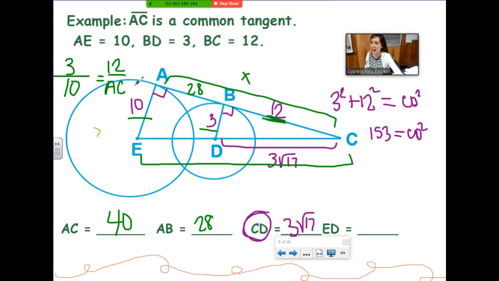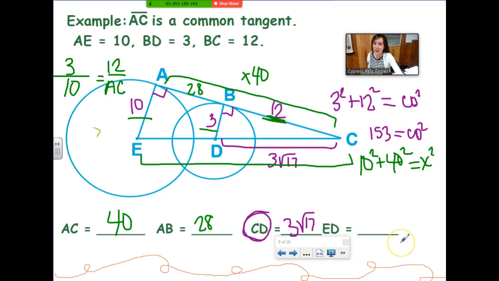Okay. So now we're going to find EC. And EC is going to help us find ED. What ideas do you have to find EC? 4 squared. Love it. That's what I went to first as well. Instead of a proportion, we know 2 sides of that right triangle. If we know 2 sides, let's do Pythagorean theorem always.